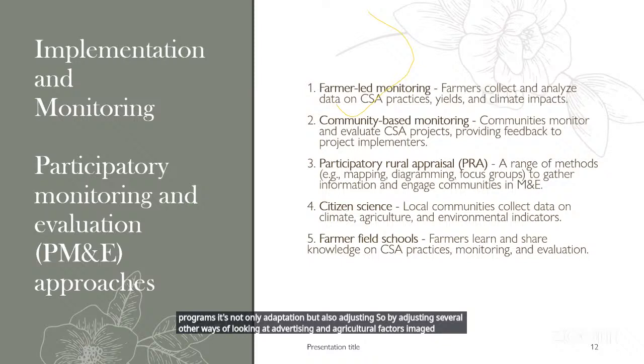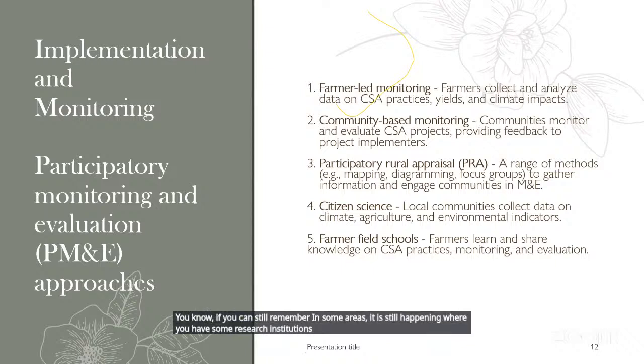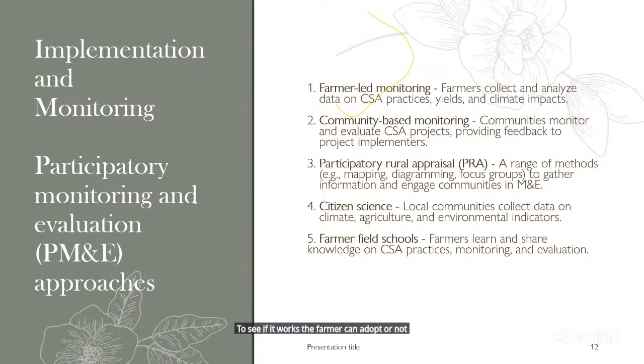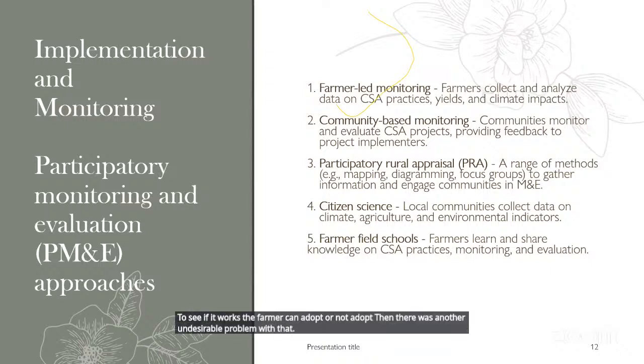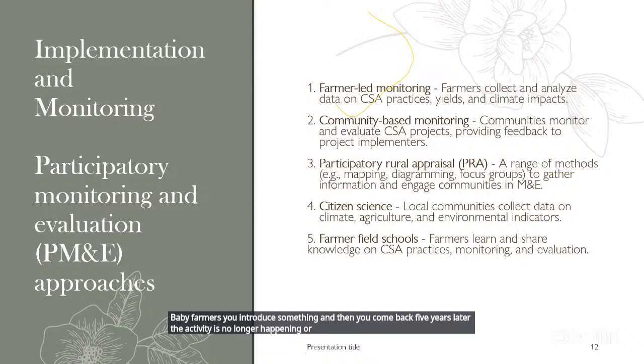One of these ways is the farmer field schools. If you can still remember, and in some areas it is still happening, you have some research institutions that carry out the research, get the results, and take the results to the farmer, and say, you have to implement this to see if it works. The farmer can adopt or not adopt. Then there was another undesirable problem: the farmers were not adopting. You introduce something and then you come back 5 years later, the activity is no longer happening, or it is being carried out by very few people.